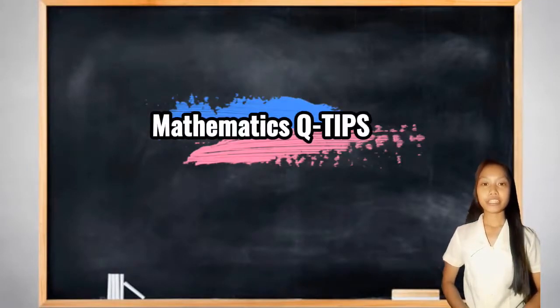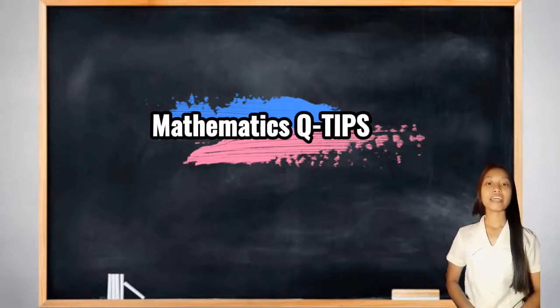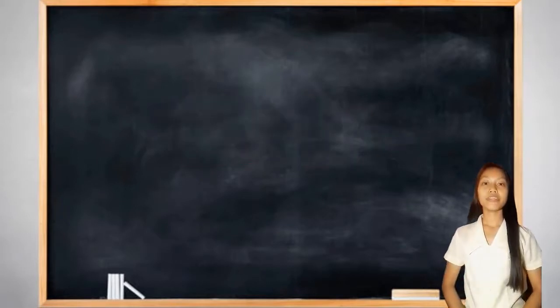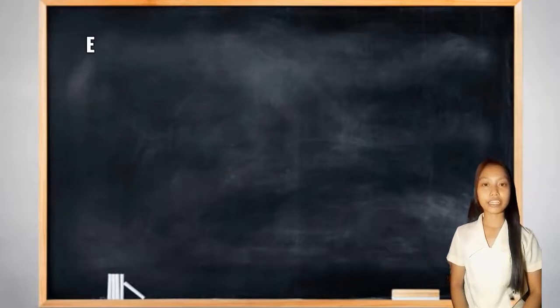My name is J. Marie Ardeleon, and today I will share with all of you the strategy in problem solving. It is called Mathematics Q-TIPS, in which Q, T, I, P, and S are the initial letters of words. I have here an example of a word problem for your better understanding.